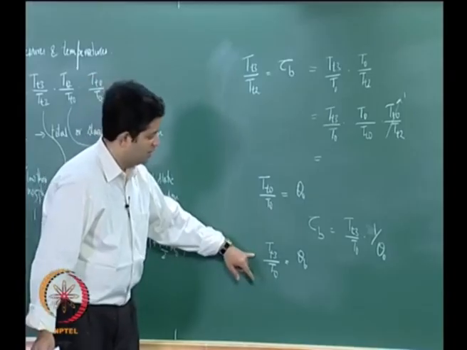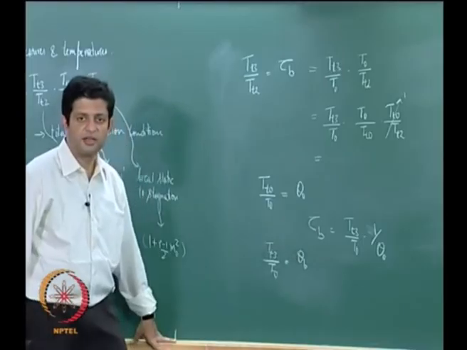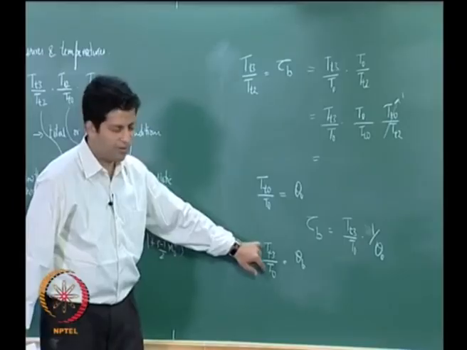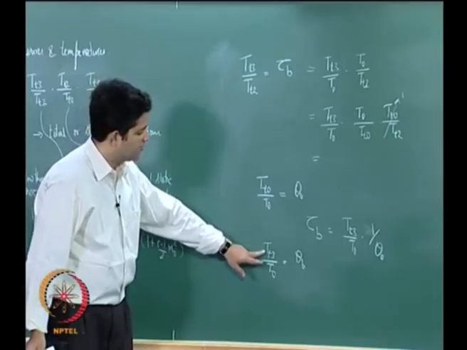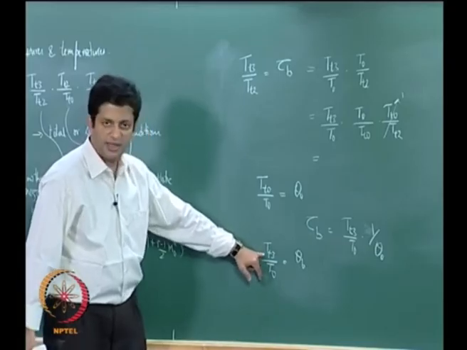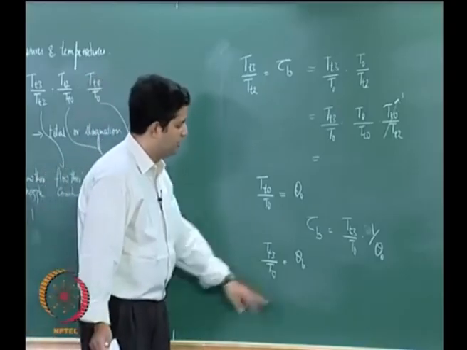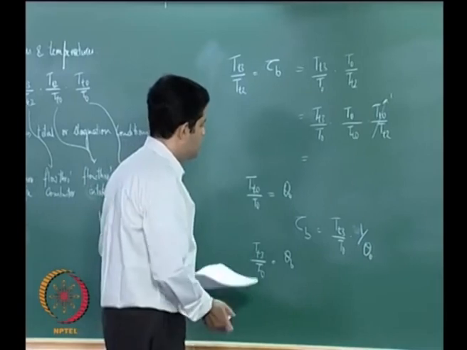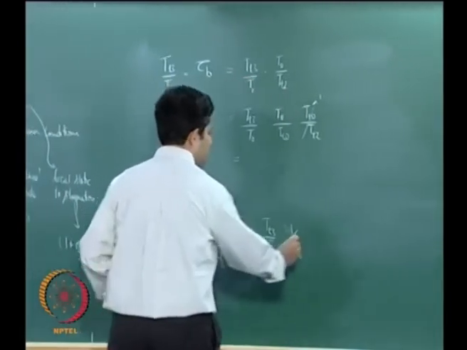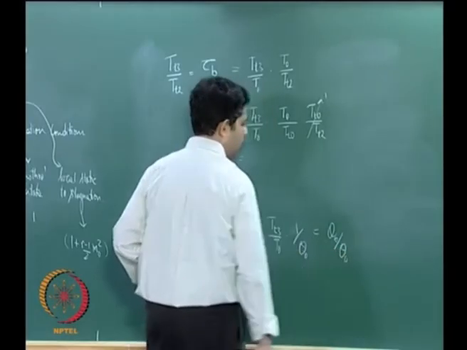Now this is under the designer's control, right? So therefore, this is a very important parameter, as we will see later on in the discussions. TT3 is temperature at the exit of the combustor, and T naught is the inlet temperature. So we'll call this theta b. So I get tau b as theta b by theta naught.